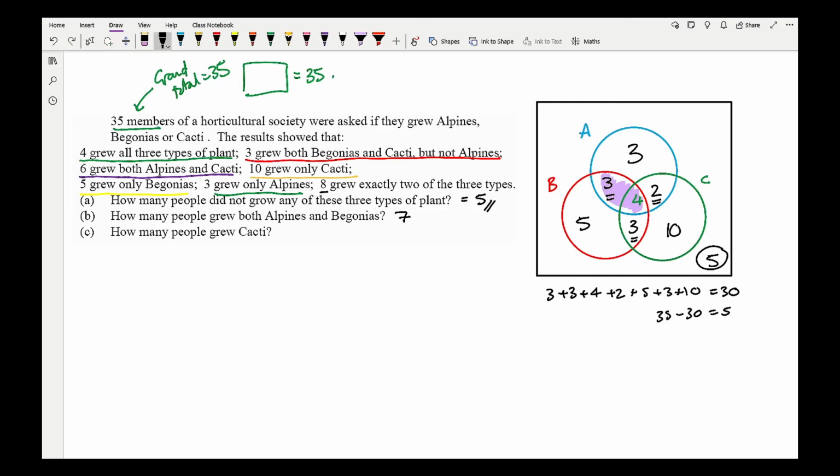And then finally it says how many people grew cacti? So what's the total content of the green circle? So that's going to be 4 plus 2 plus 3 plus 10, which adding up, so it's 4, 6, 9, 19. So the answer there is 19.